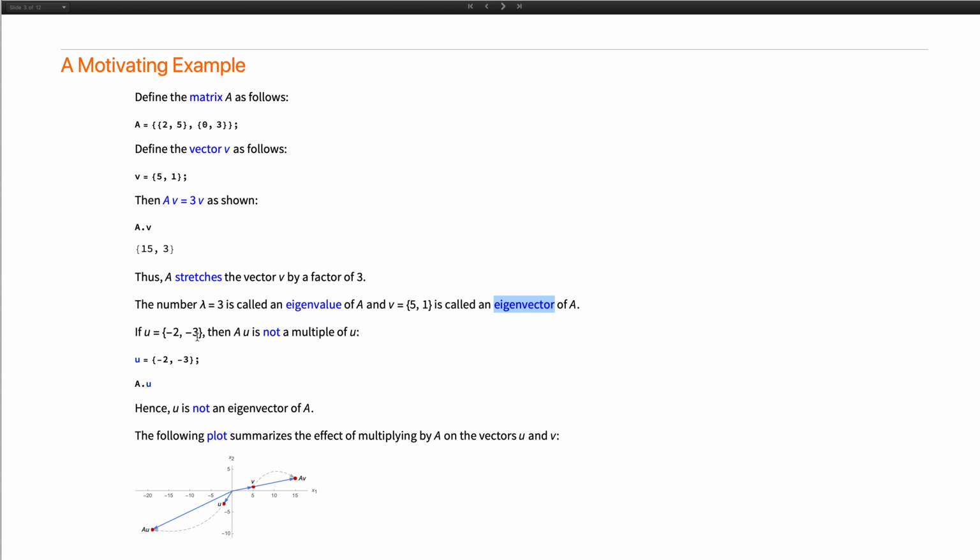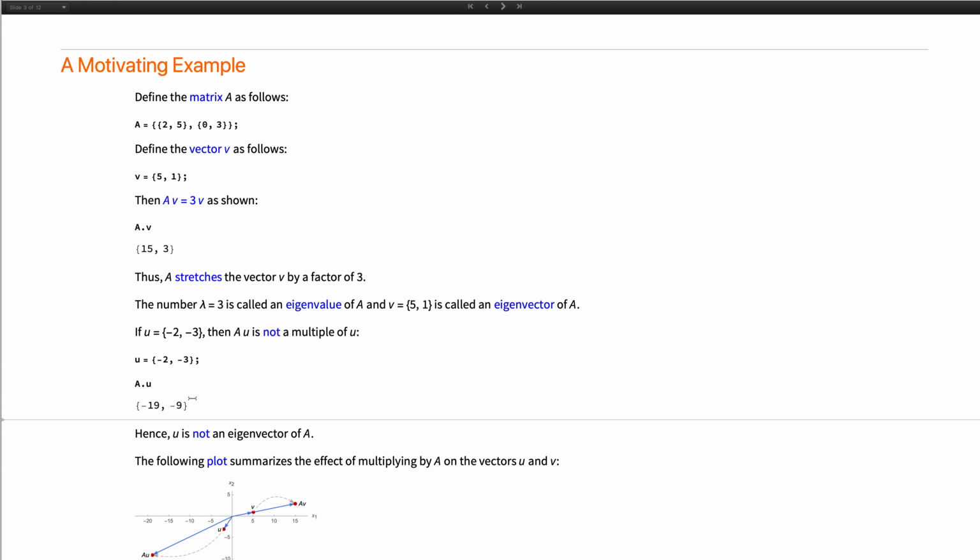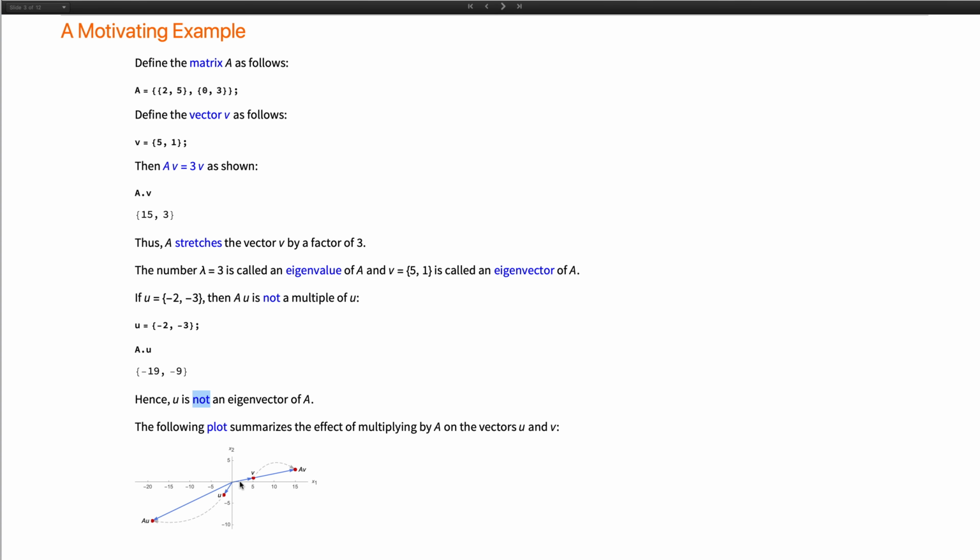Now, if you take another vector like negative 3, and you try the same thing, you find that you don't get a multiple of the original vector, and so this vector u is not an eigenvector for A. Here's a plot which shows that the vector v is stretched by A, but something different happens with u. So you have an eigenvector over there, but not over here.